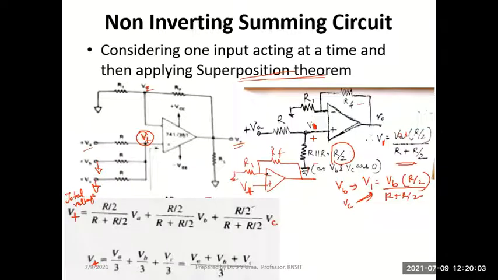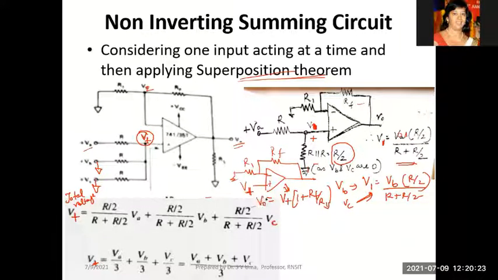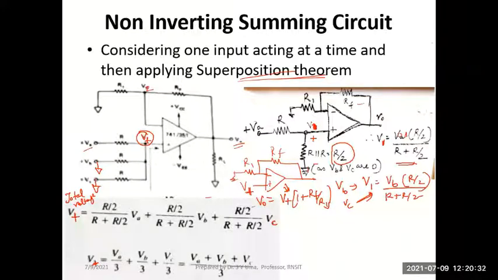And we know the inverting terminal has negative feedback and one resistance grounded. So what is the output of this circuit? The output of this circuit will be the input voltage at the non-inverting terminal into 1 plus RF by R1. This is the effective output voltage of the non-inverting summing amplifier. All I have to do is substitute this V plus.